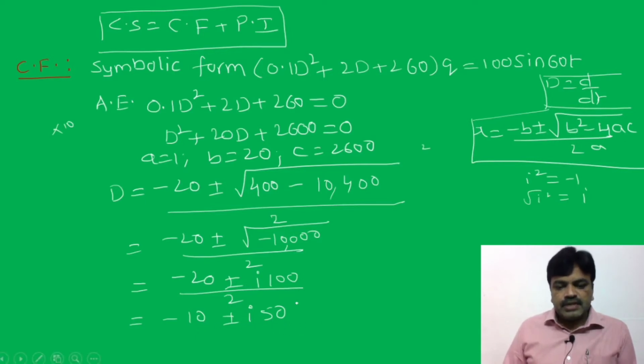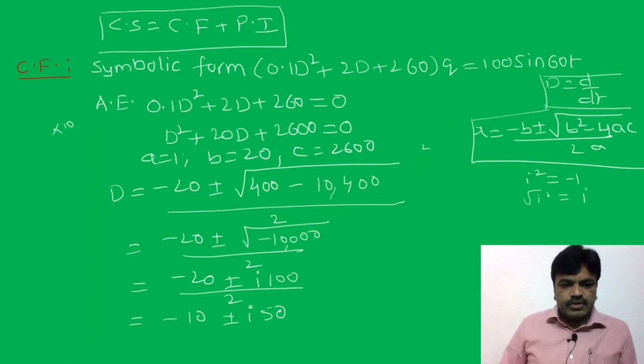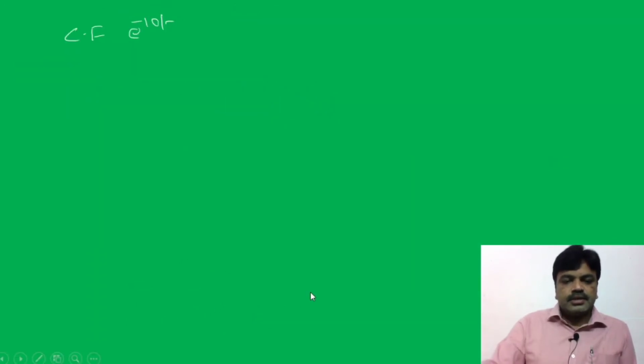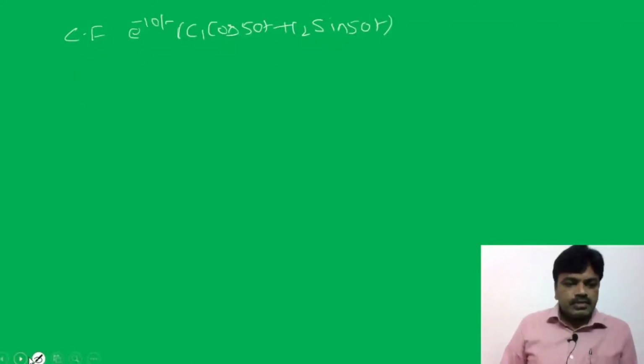So it is like alpha plus or minus i beta. So the complementary function is e^(−10t) into c1 cos 50t plus c2 sin 50t. This is the complementary function.